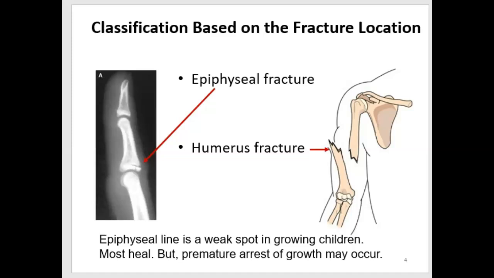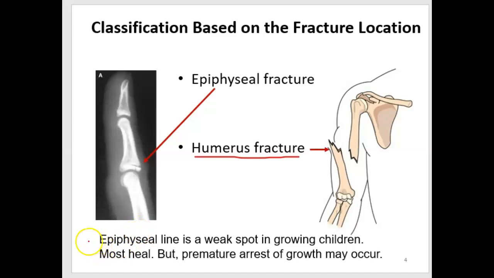Here's an example of an epiphyseal fracture. So this fracture is being named by the location on a bone, and you can see that red arrow is pointing to the epiphyseal line or plate, depending on if we're in an adult or an adolescent. So that's where the fracture took place. Or you could name a fracture based on the bone that was broken. So here the humerus is broken, so it's a fracture of the humerus.